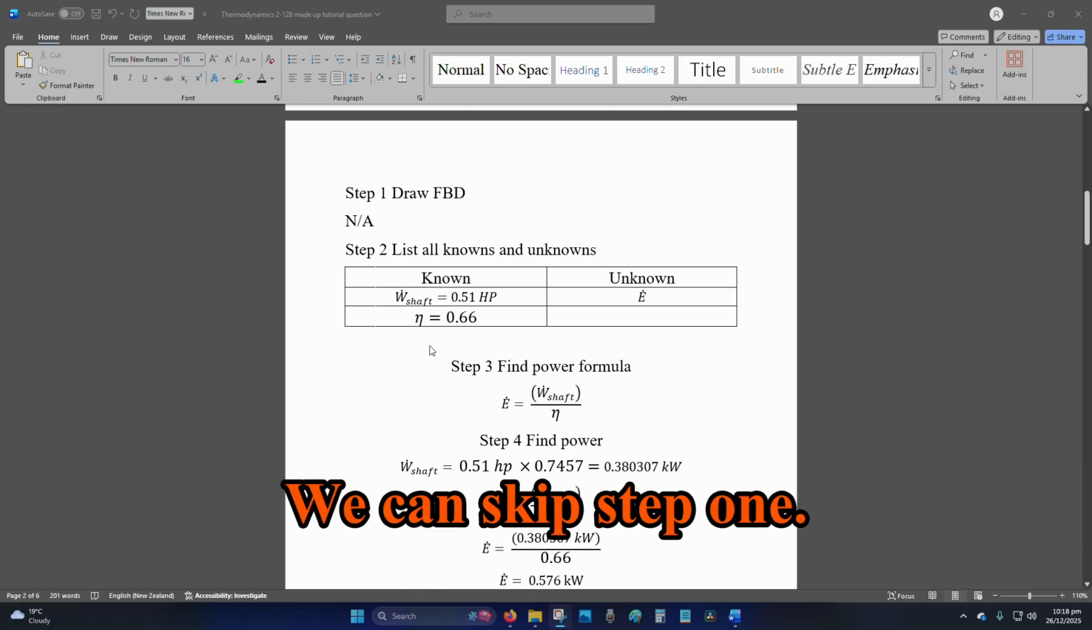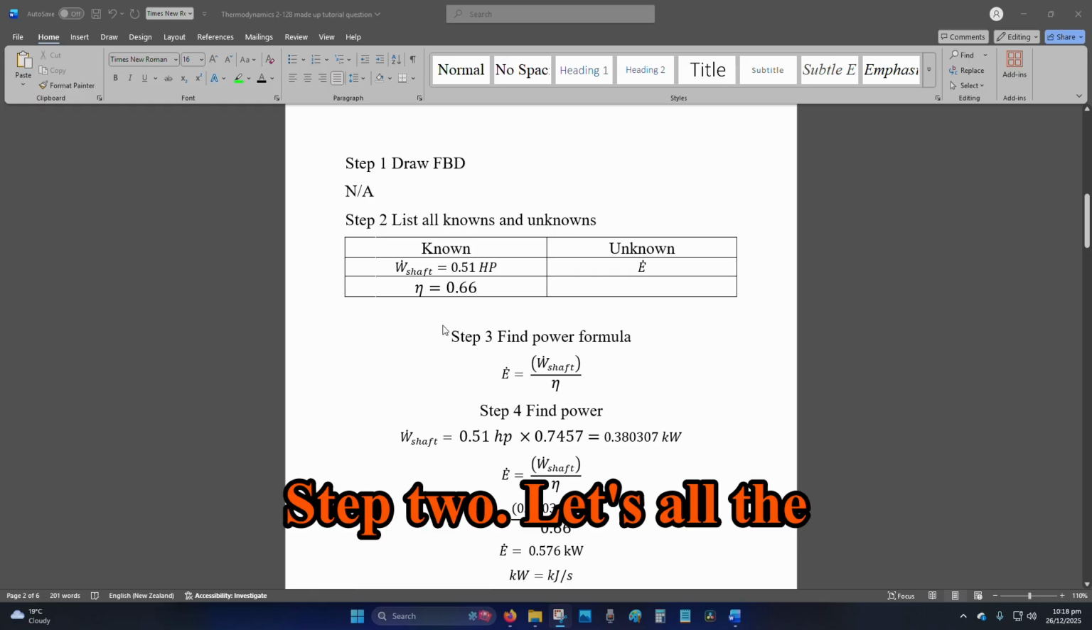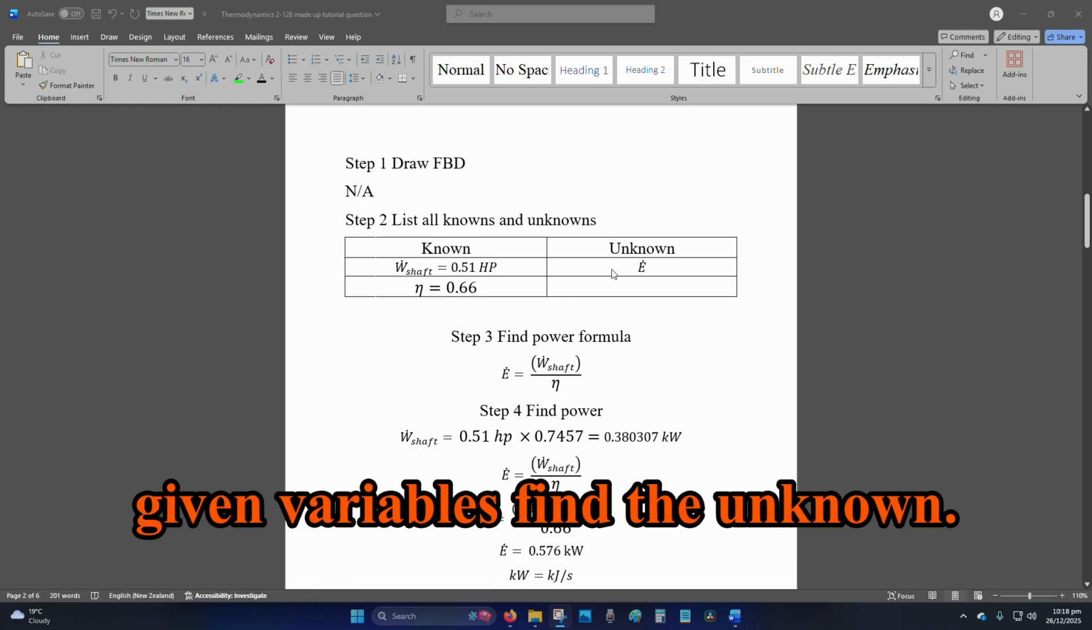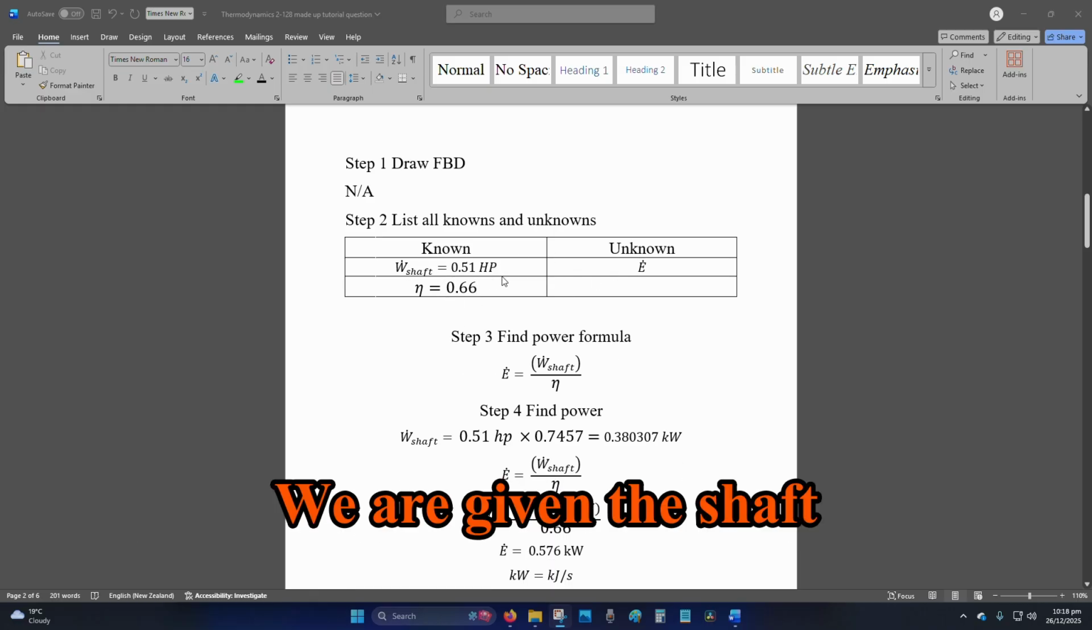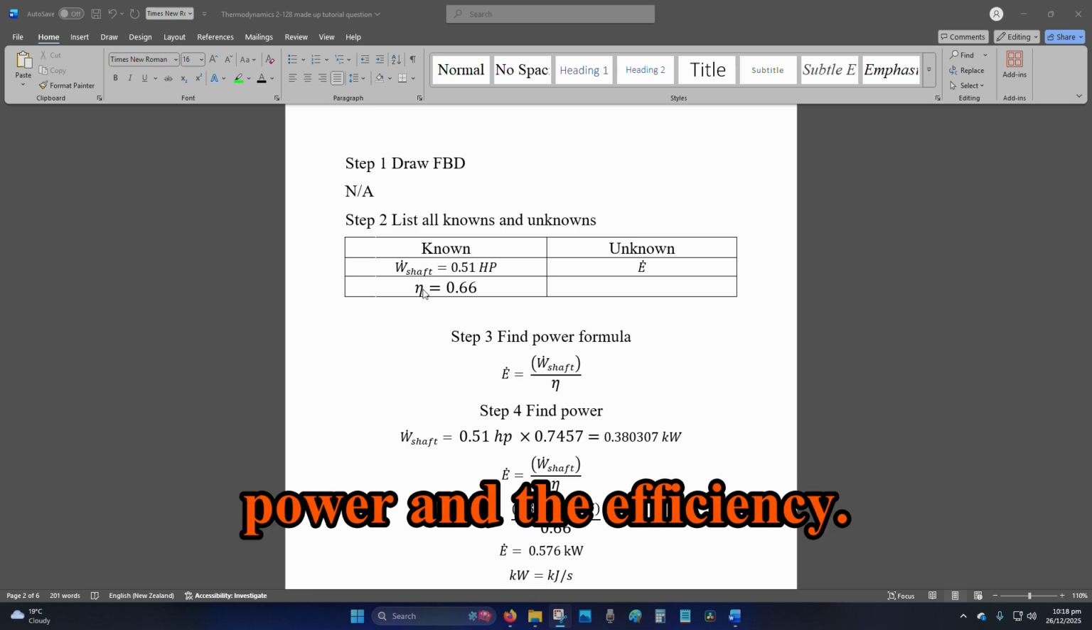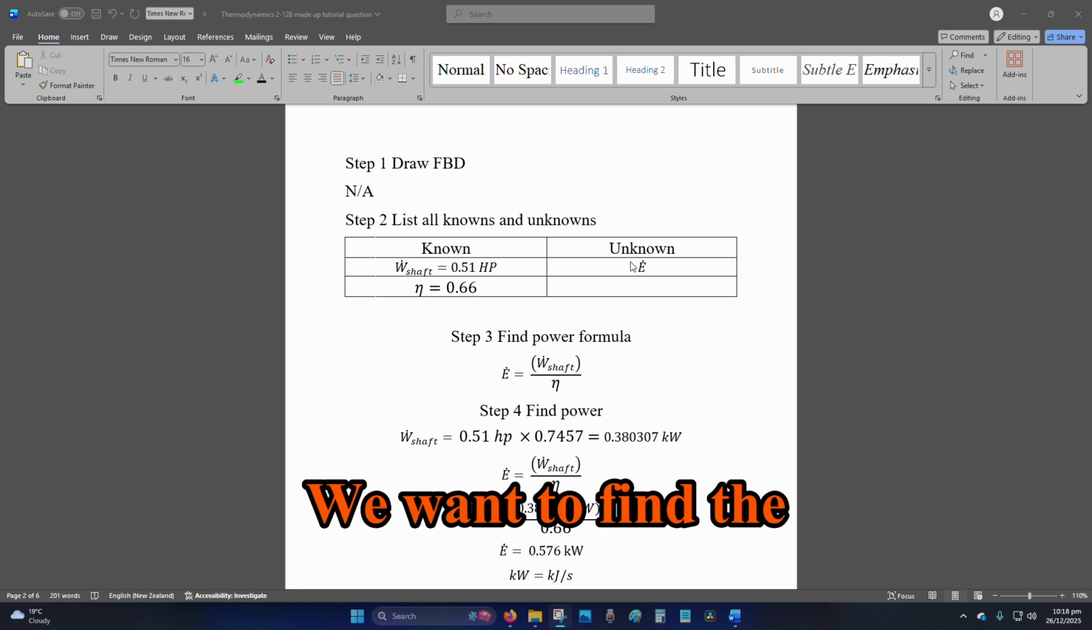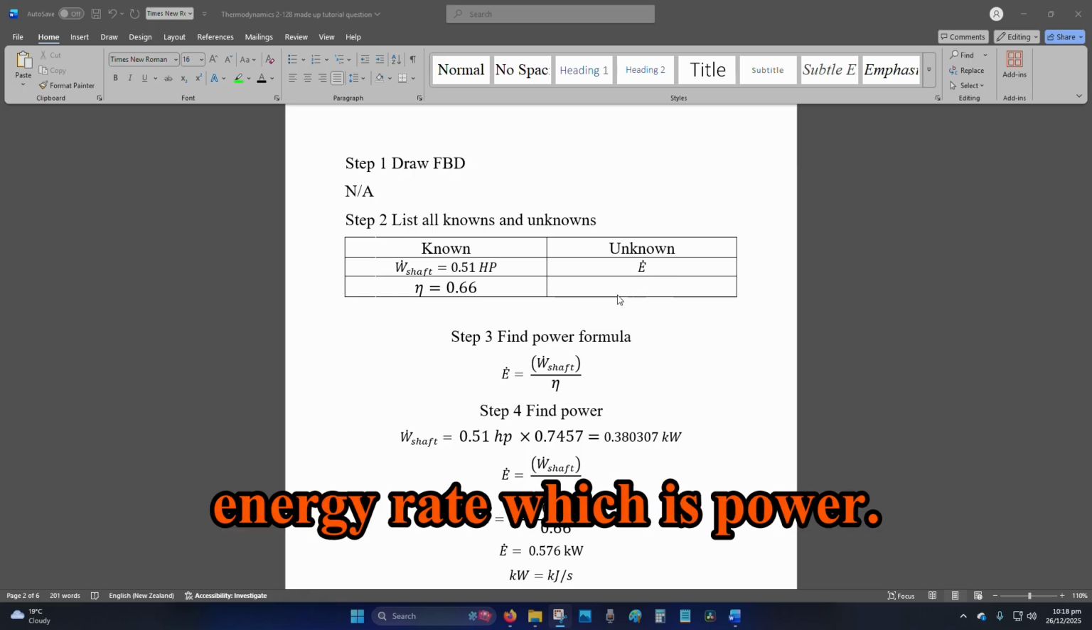We can skip step 1. There is no free body diagram. Step 2, list all the given variables, find the unknown. We are given the shaft power and the efficiency. We want to find the energy rate, which is power.